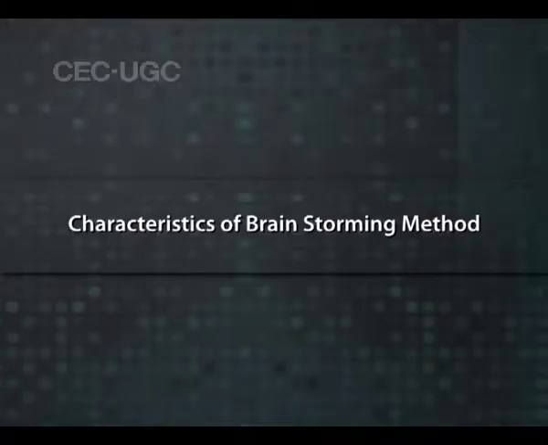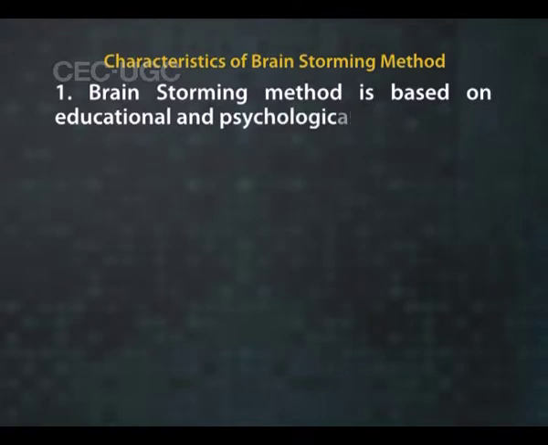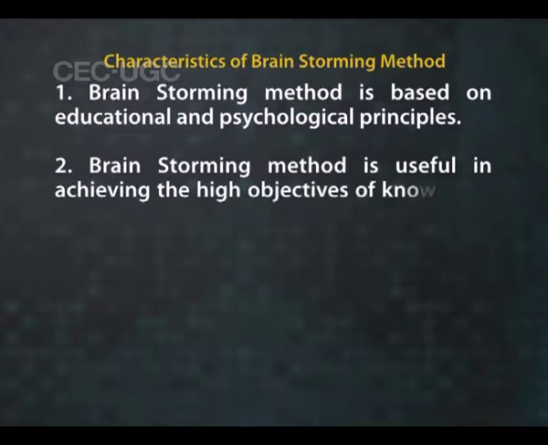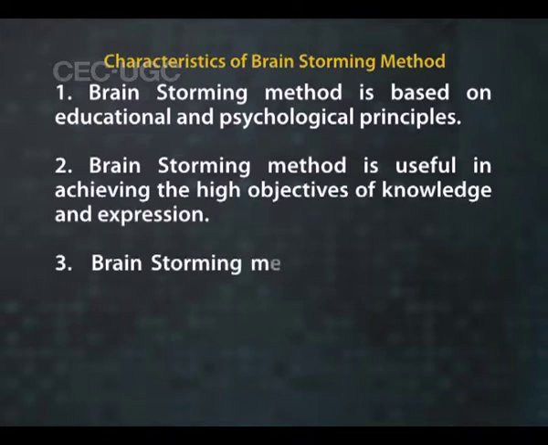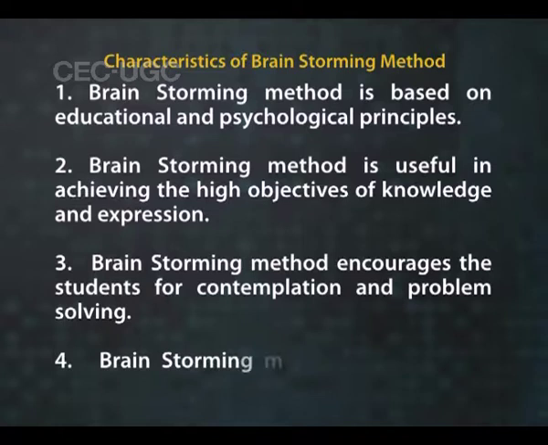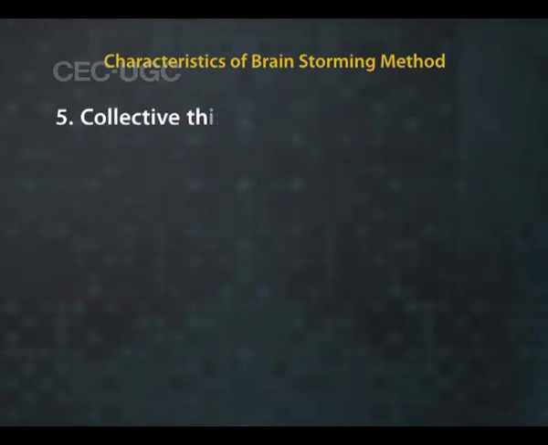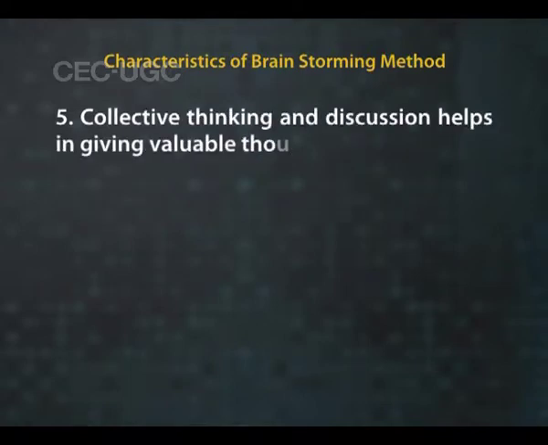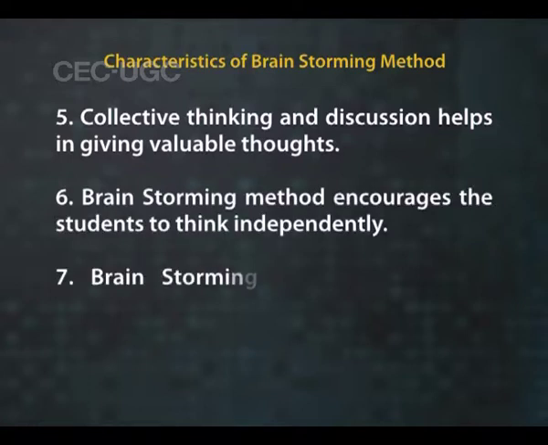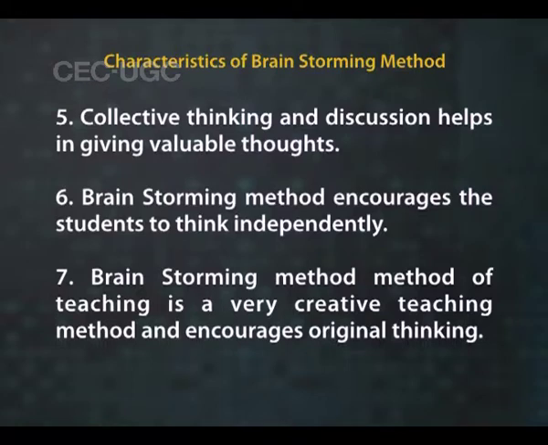Characteristics of brainstorming method. This method is based on educational and psychological principles. This method is useful in achieving the high objectives of knowledge and expression. It encourages the students for contemplation and problem solving. It makes use of creative instincts of the students. Collective thinking and discussion helps in giving valuable thoughts. It encourages the students to think independently. This method of teaching is a very creative teaching method and encourages original thinking.